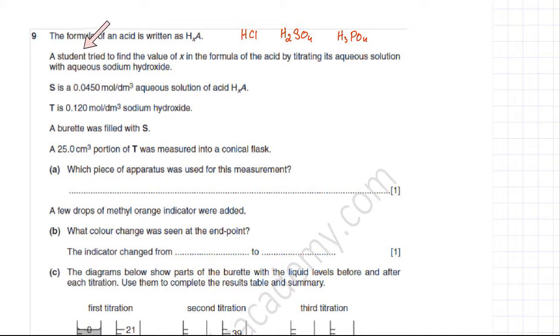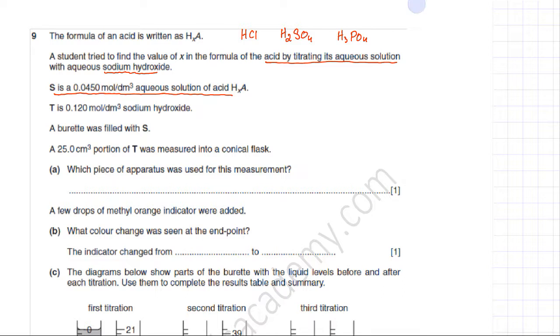Now the question reads that the student tries to find the value of X in the formula of the acid by titrating its aqueous solution with aqueous sodium hydroxide. So there's an acid alkali titration. Sodium hydroxide is an alkali, and you're basically titrating an acid's aqueous solution with aqueous sodium hydroxide. And he's given us that S is 0.045 mole per decimeter cube of aqueous solution of the acid. So we have the concentration of the acid and the name of the acid.